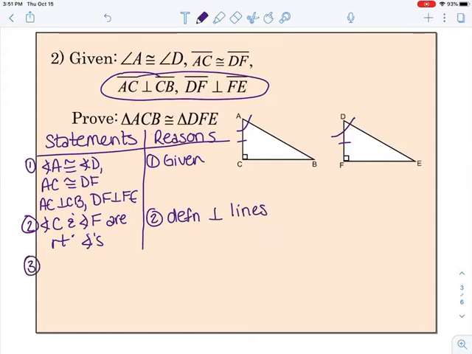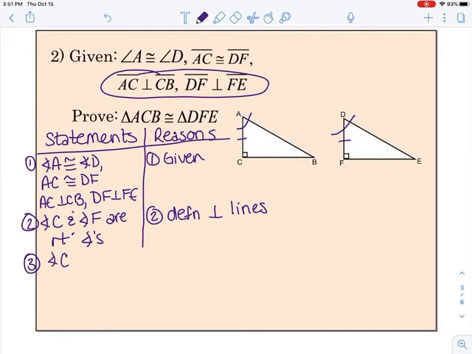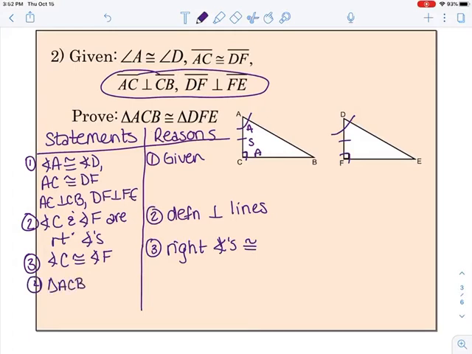Okay, and now that I know that they're right angles, now I can tell you that they're congruent. So angle C is congruent to angle F because right angles are congruent. Okay, which means now that this angle is congruent to that angle, and I should have enough information now to prove my triangles congruent. I have an angle, I have a side, and I have an angle. So triangle ACB is congruent to triangle DFE, and again, that's because of angle, side, angle.